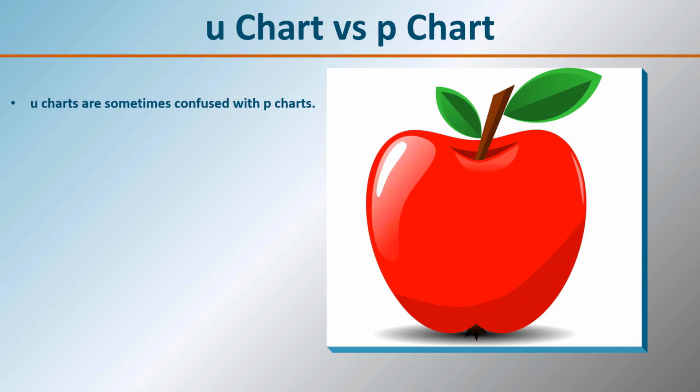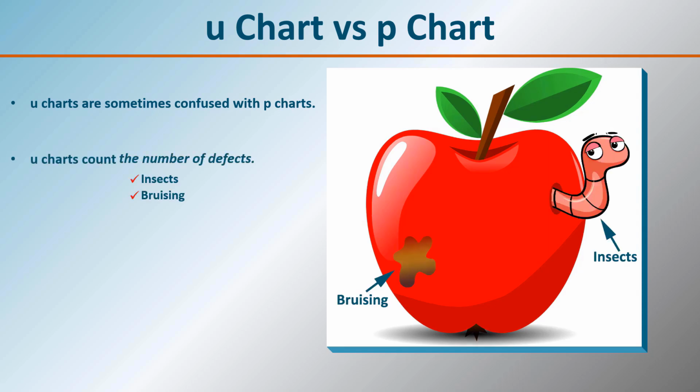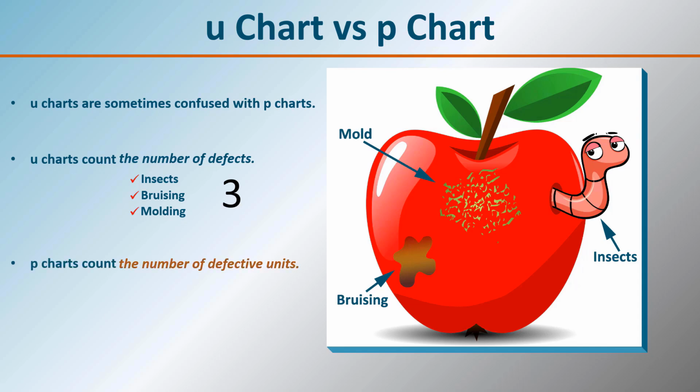U-charts are often confused with P-charts. P-charts also handle attribute data and varying sample sizes, but here's the difference. A U-chart counts the total number of defects. Each unit can have more than one defect, for example, an apple with insects, bruising, and molding, but every defect is counted. A P-chart, on the other hand, counts the number of defective units, so while there may be more than one defect, as in a U-chart, the defective unit is counted only once.